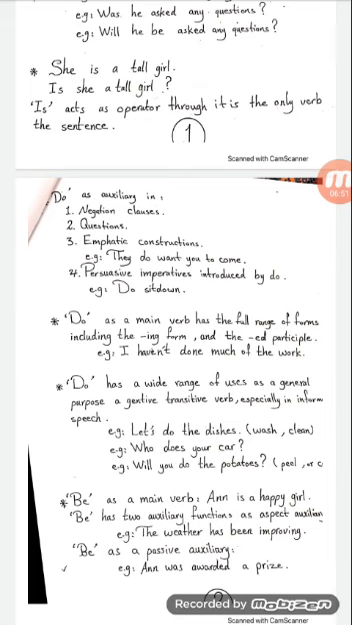Be as a main verb, as in "She is a happy girl." Why do we call it a main verb? Because it is the only verb within the sentence. Be has two auxiliary functions: as an aspect auxiliary, "The weather has been improving," and as a passive auxiliary, "She was awarded a prize."